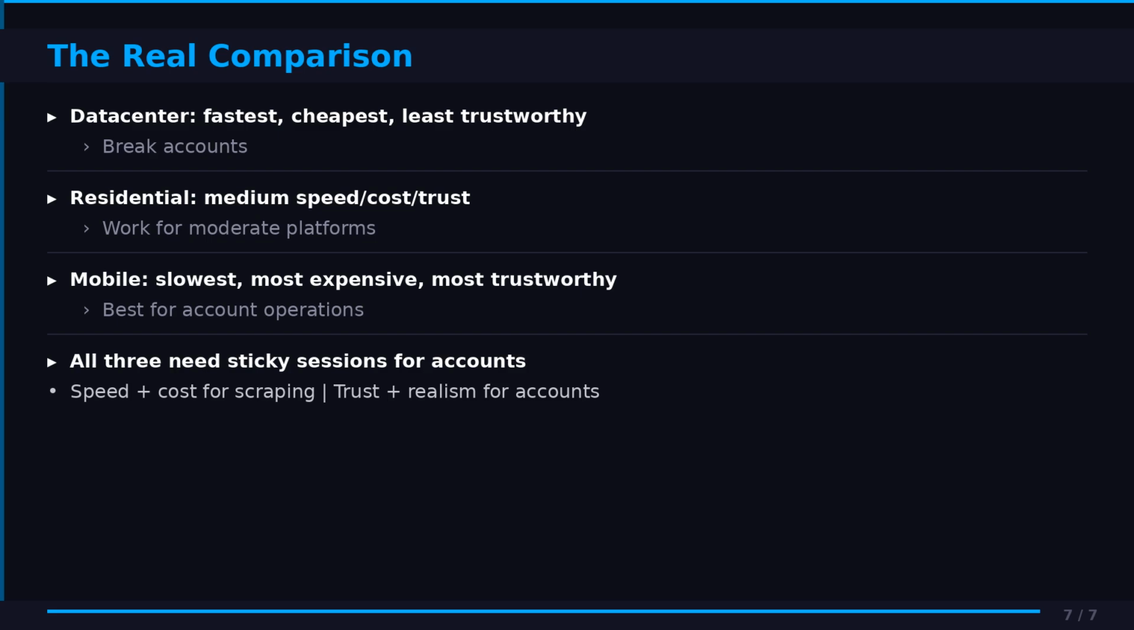Data center proxies. Fastest, cheapest, least trustworthy, break accounts. Residential proxies, medium speed, medium cost, medium trust, work for moderate platforms. Mobile proxies, slowest, most expensive, most trustworthy, best for account operations. And across all three, you need sticky sessions. If a provider doesn't give you session control and forces automatic rotation, don't use them for accounts. The right tool for the right job. Speed and cost for scraping. Trust and realism for accounts. That's the decision tree.